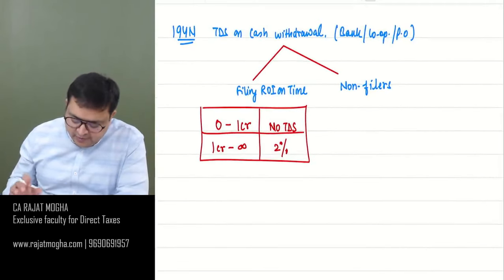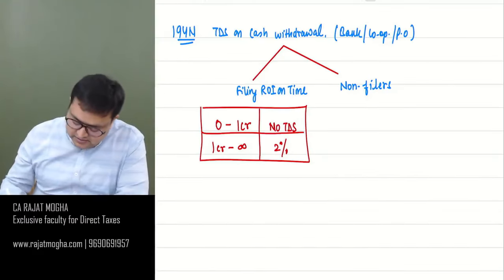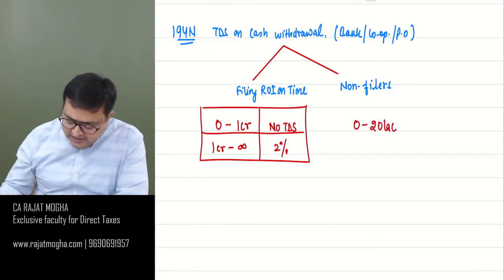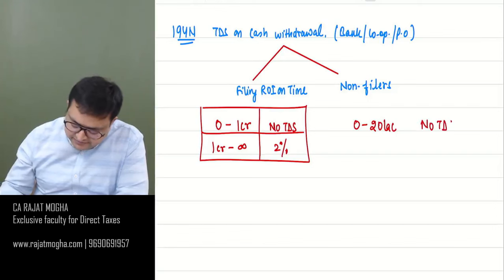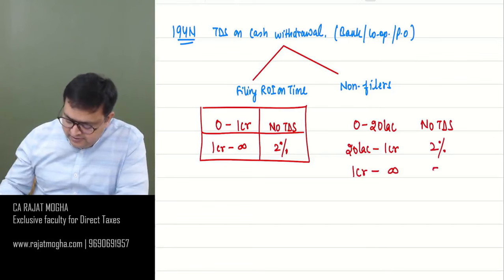And if you are not filing your ROI on time, if you are a non-filer, then 0 to 20 lakh, no TDS. After 20 lakh, we will be deducting TDS. From 20 lakh to 1 crore, 2% TDS. And from 1 crore to any amount above, 5%. Guys, it is more for non-filers: more than 20 lakh, more than 1 crore.